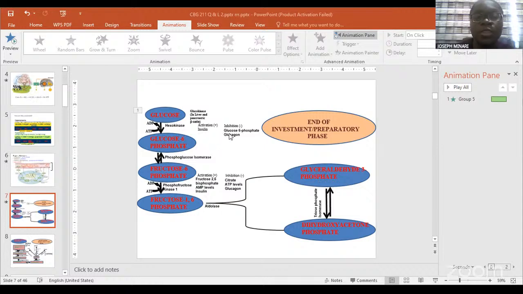We also have glucose phosphate and glucagon that negatively regulate this pathway by inhibiting it, while insulin actually activates or favors the conversion of glucose to glucose phosphate. It's also been noted that ATP is used in this particular step. Moving forward, glucose phosphate goes to fructose phosphate, with phosphoglucose isomerase as the enzyme. That particular reaction is reversible, which should be noted.